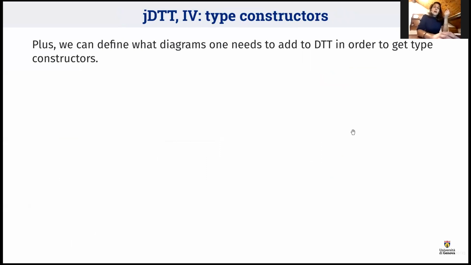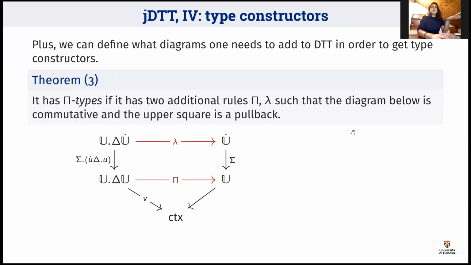Not only that, but we can use this to also describe constructors, because as I mentioned, constructors are only defined by the rules that you describe them in. So we prove this: that judgmental dependent type theory has pi types if it has two additional rules, pi and lambda, such that the diagram below is commutative and the upper square is a pullback.